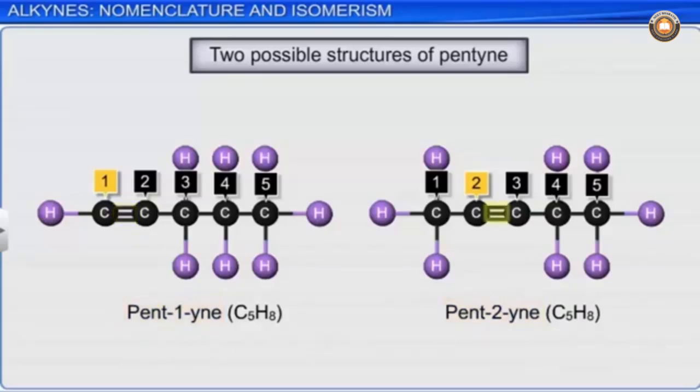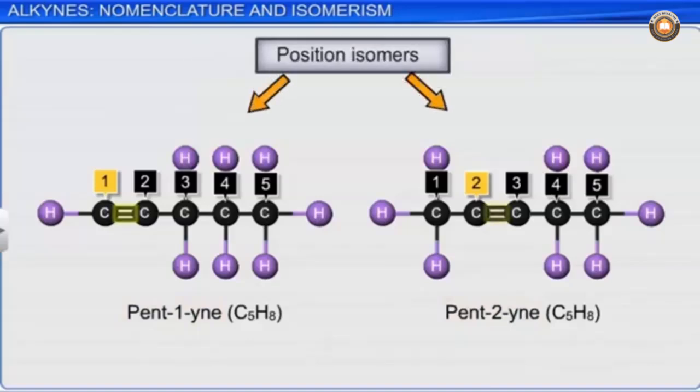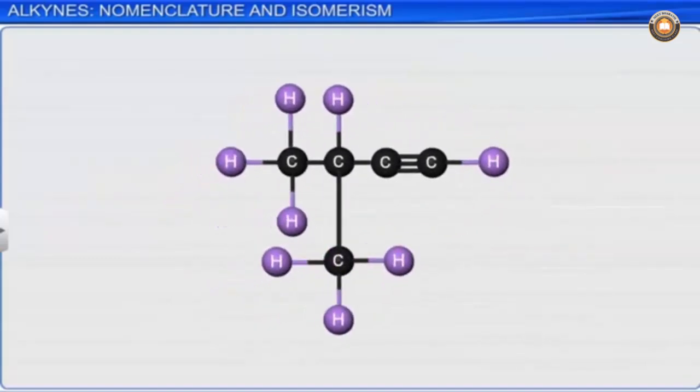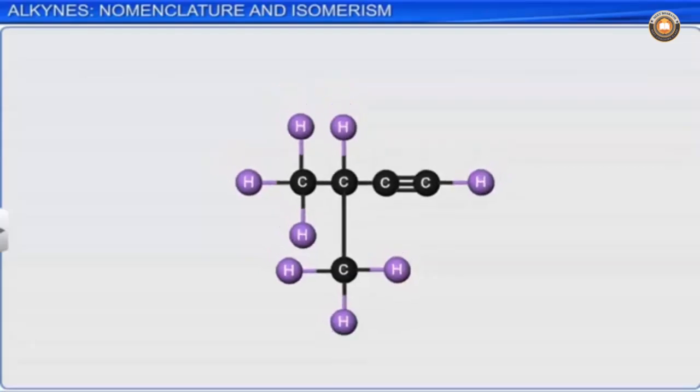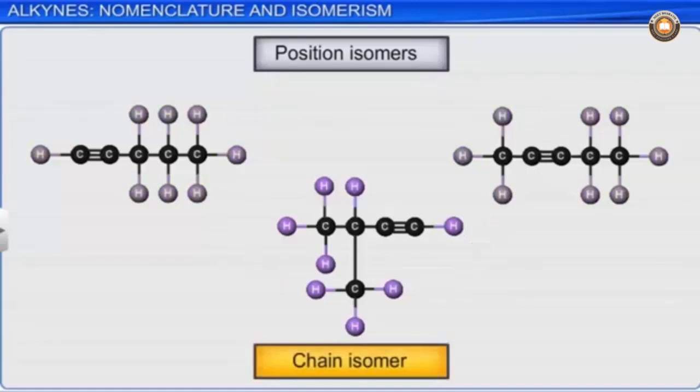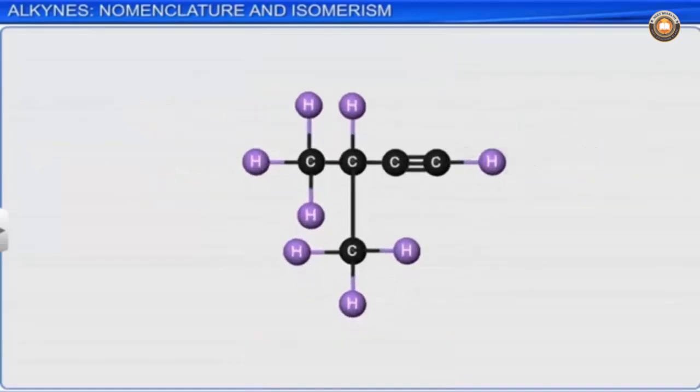When two compounds differ in their structures due to the position of their triple bond, they are known as position isomers. Let's see if we can arrange the atoms in a different way to get another different structure. You can see that we got a chain structure of the same compound. Such a structure is known as a chain isomer. In this structure, the position of the triple bond is 1. Therefore, the name of the isomer will be 3-methyl-but-1-yne.